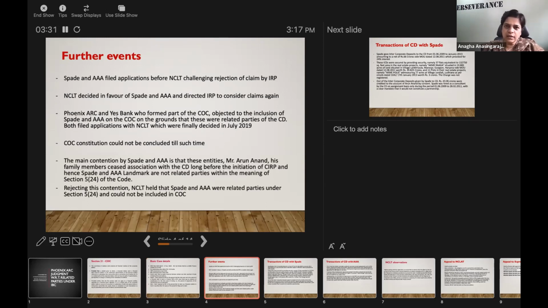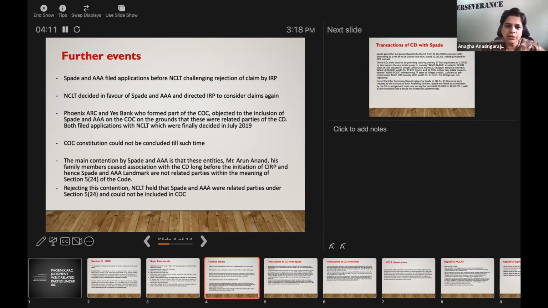Now, against this decision of the NCLT, which asked the IRP to reconsider the claims, Phoenix ARC and Yes Bank, who were the other members of the COC, objected to the inclusion of Spade and AAA, and filed an application with the NCLT on the grounds that these are related parties of the CD. These applications were filed by Phoenix ARC and Yes Bank sometime in 2018, and were finally decided in July 2019. Till that time, the COC constitution could not be concluded because there was a dispute about the constitution itself. The IRP could not proceed with the finalization of the voting share and all those things.